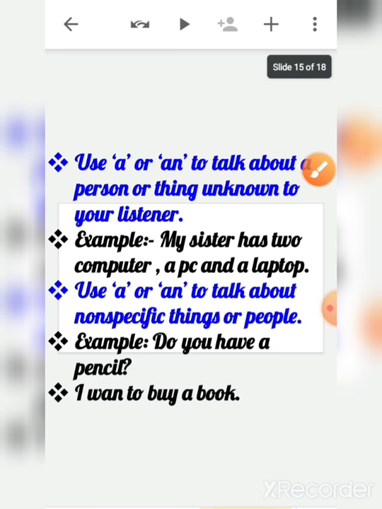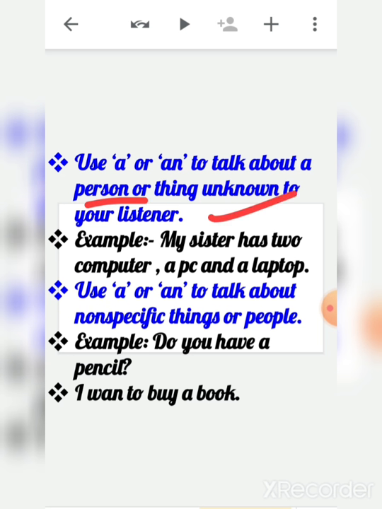Now, we use a or an to talk about a person or thing unknown to your listener. Okay, when you're telling something that is unknown to your listener, you use a or an. Example, my sister has 2 computers, a PC and a laptop.